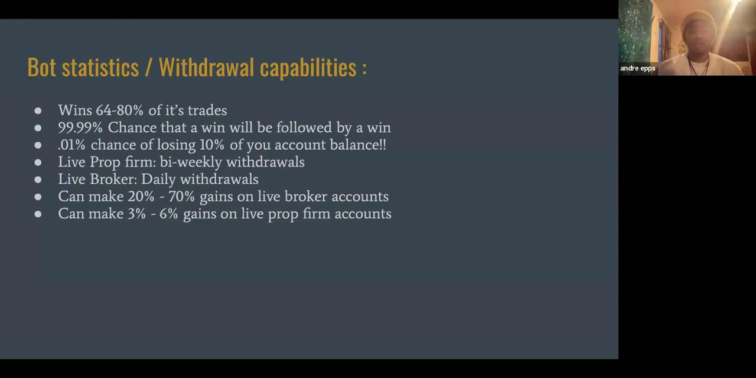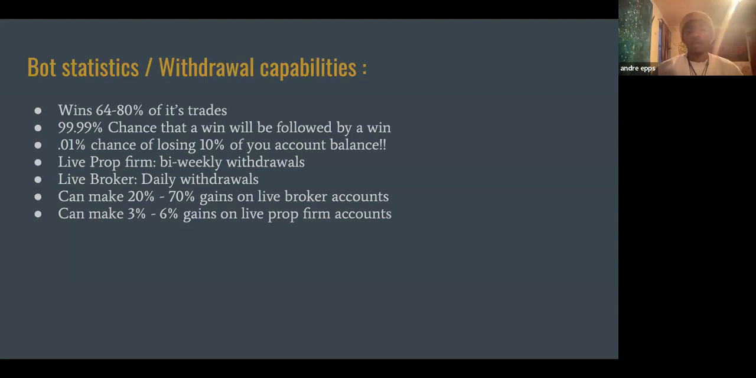For a normal live broker account, you can make anywhere from 20 to 70%. Obviously, if there's more impactful news, that 70% can be a lot higher, more in the 140s to 200 range. But obviously, we typically stay within that 20 to 70% monthly. We typically don't go too much higher than that, just to make sure that everybody's consistent with their profits and stuff like that.